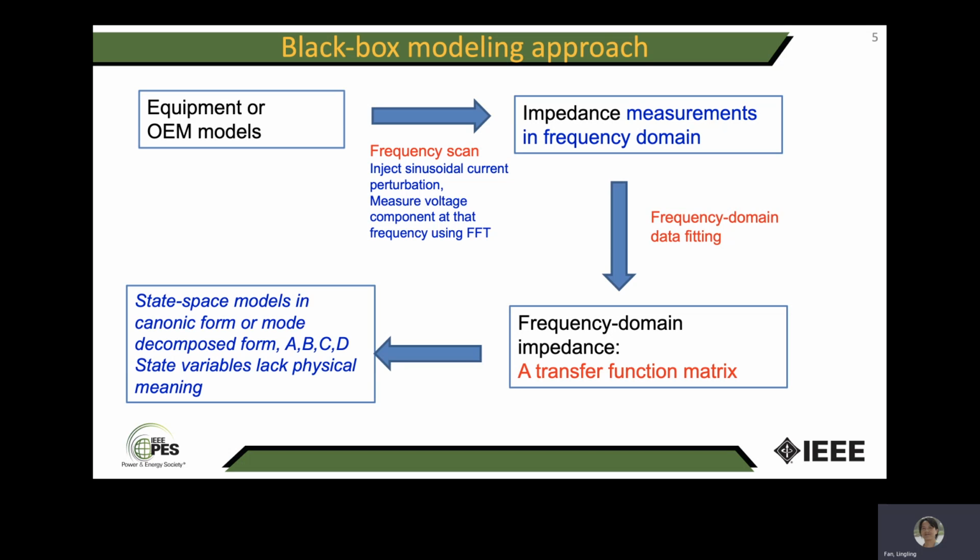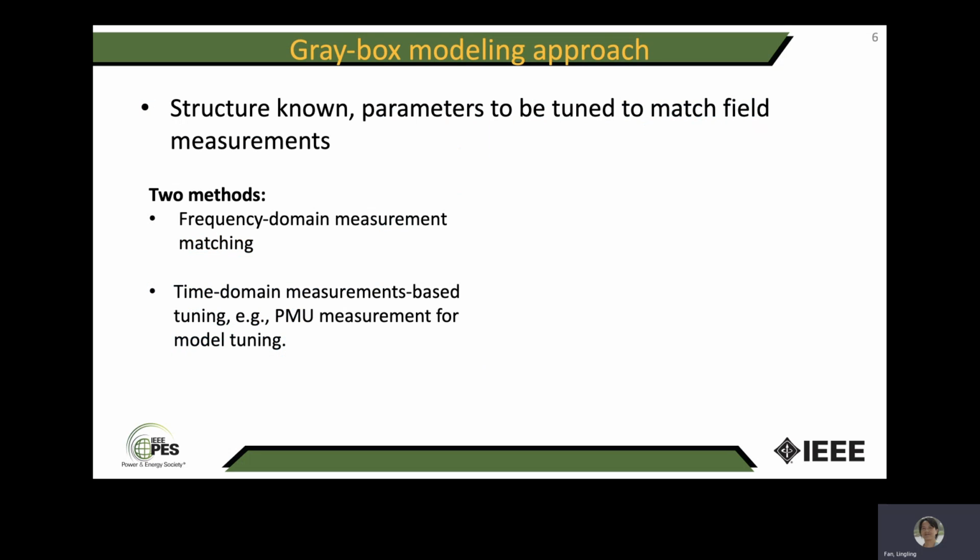With that, we can also convert the transfer function to state space models. It can be realized in various forms with state variables that lack physical meaning. So the disadvantage is, of course, we don't know the state variables, and plus it also requires numerous experiments. So there's another way to do this: gray box modeling. First, the structures will be constructed from first principles. Therefore, structures are known. And then we need to tune the parameters to match the field measurements.